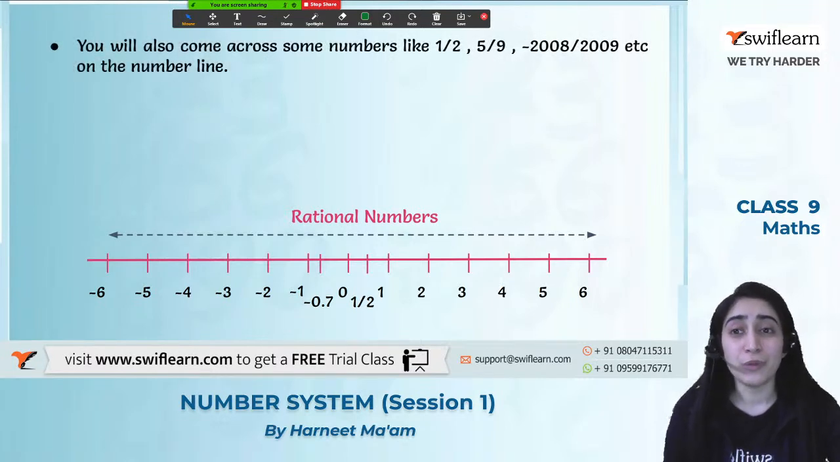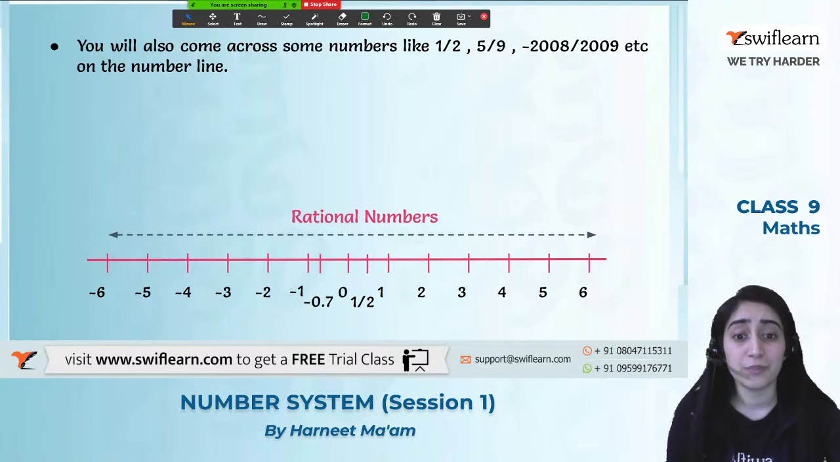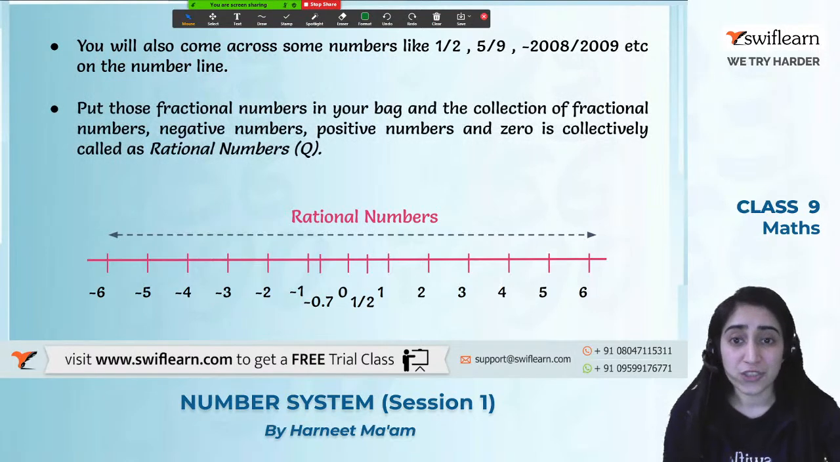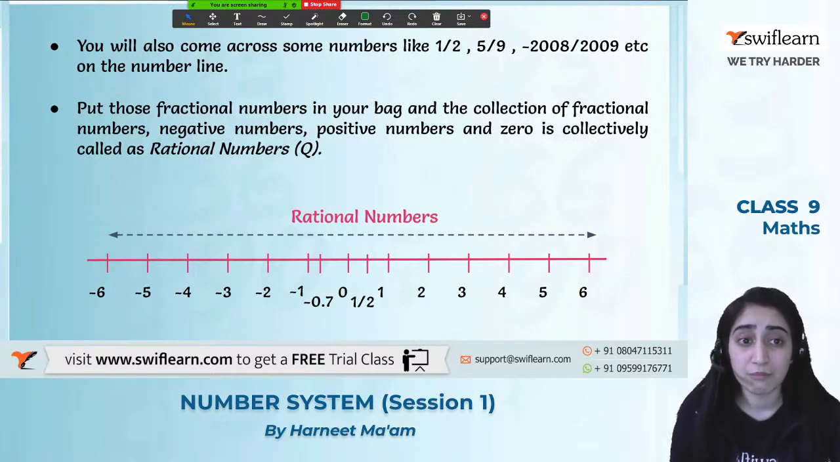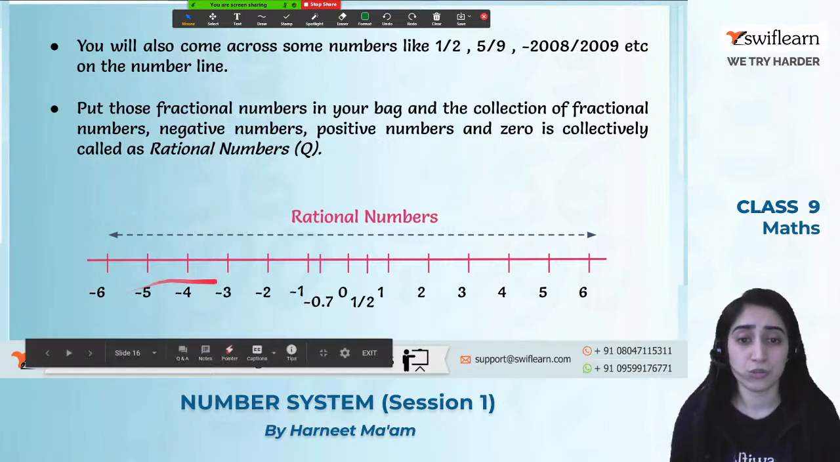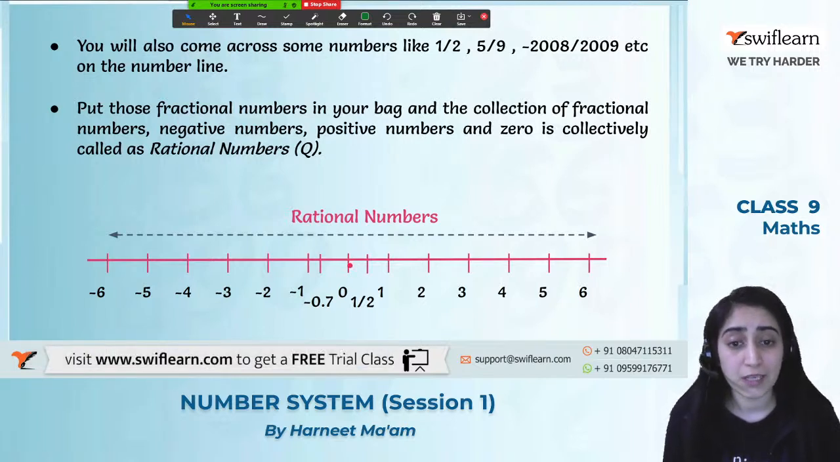Okay. So we can also come across some numbers like 1 by 2, 5 by 9, in the form of a fraction. We call these rational numbers on the number line. So put those fraction numbers in a bag, and the collection of fraction numbers, the negative numbers, the positive numbers, the zeros, the collection of all the things comes out to be known as a rational number. So something like 1 by 2. When I divide 1 by 2, I get 0.5, right? So it would be between 0 and 1, exactly in the middle, 0.5.